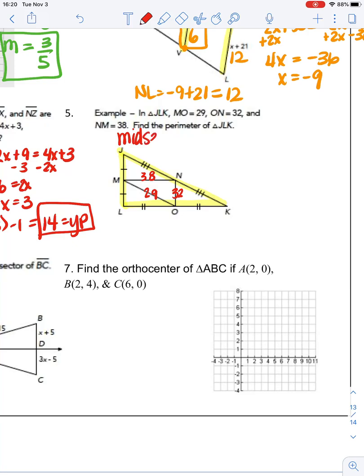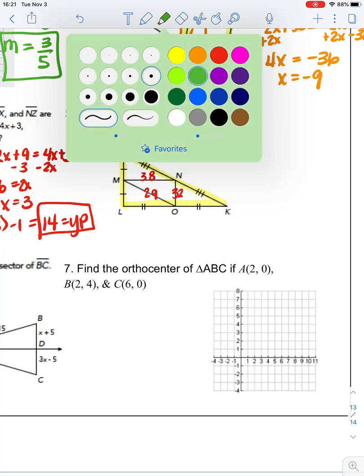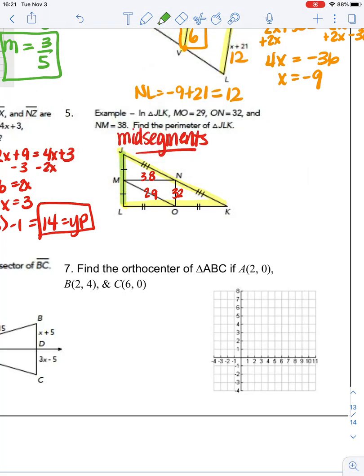These are all mid-segments because they connect the midpoints to the midpoints. And I can tell that because each of those segments are marked congruent. JN is congruent to NK, LO to OK, JM to NL. That means that they are half as long as the sides that they're parallel to. So NO is half as long as JL. So that means JL has to be 64.